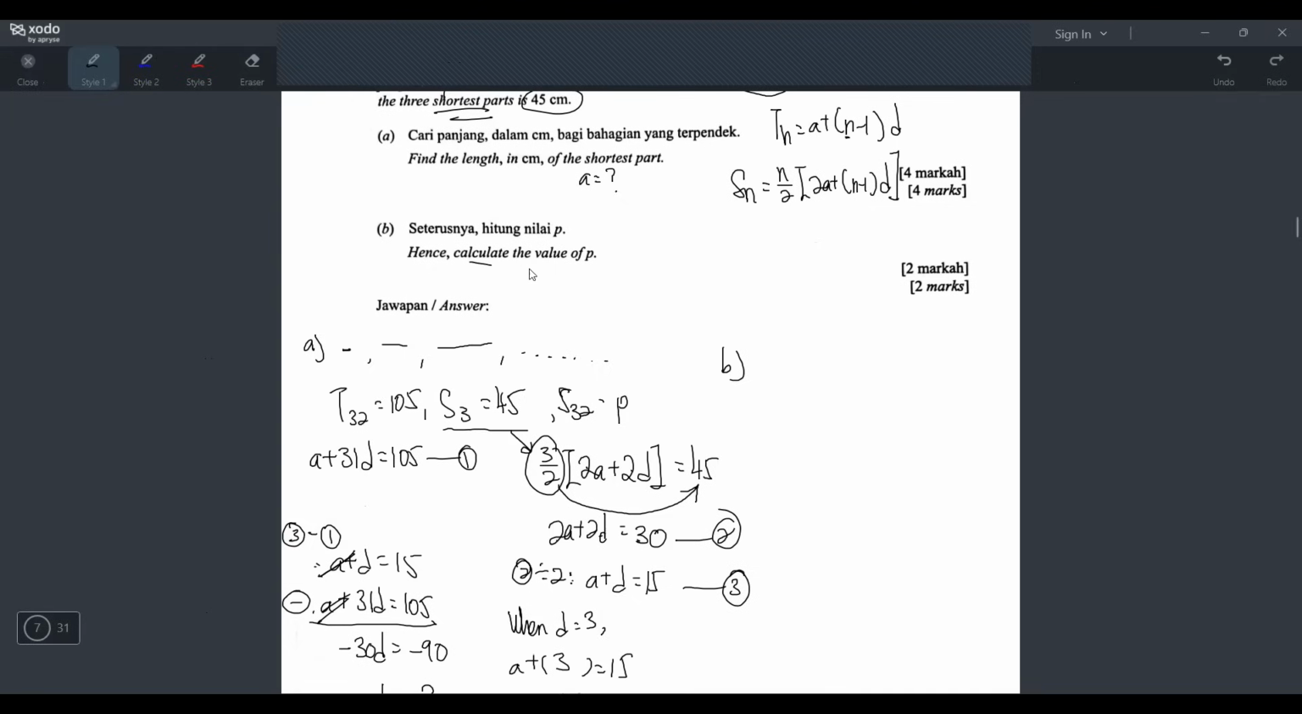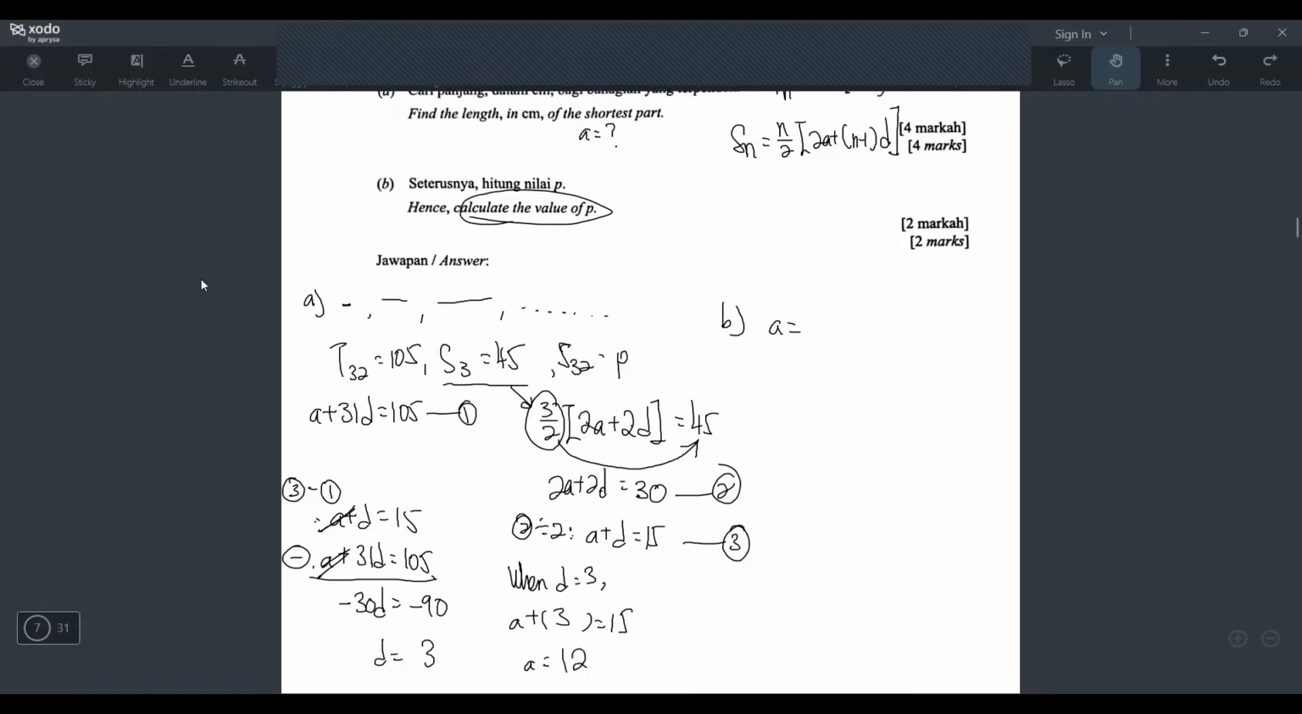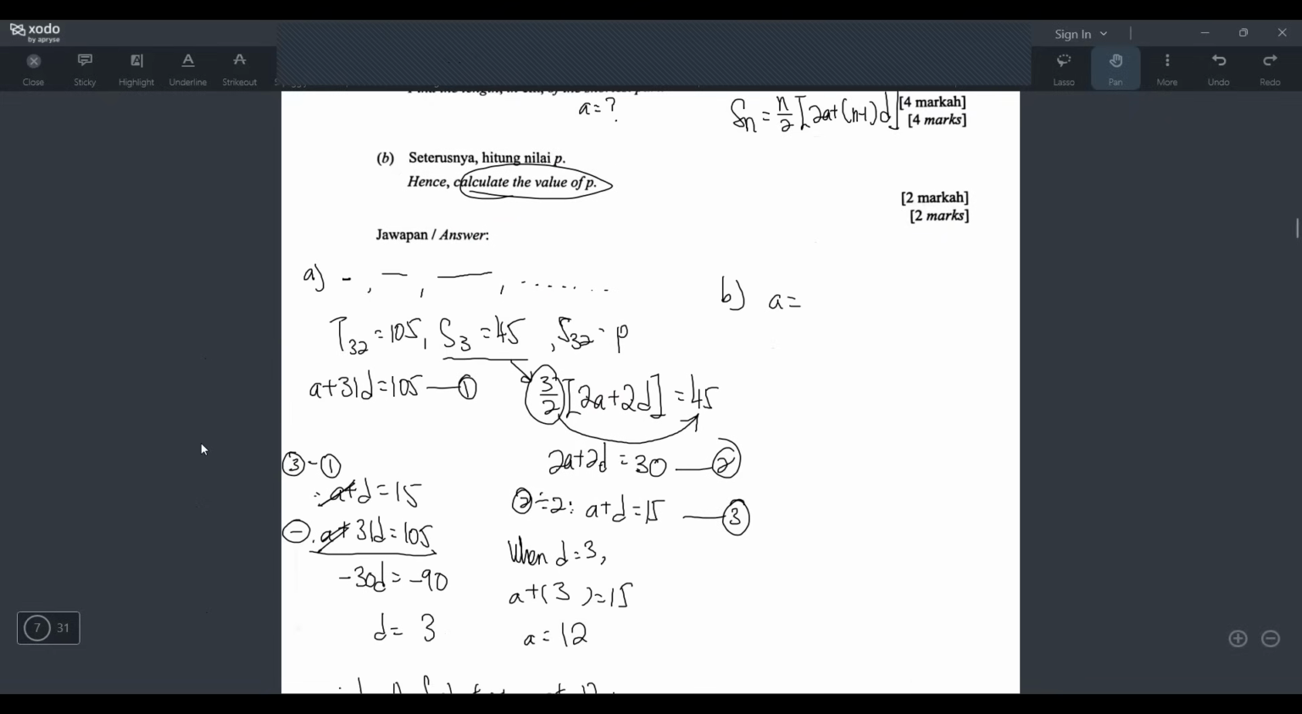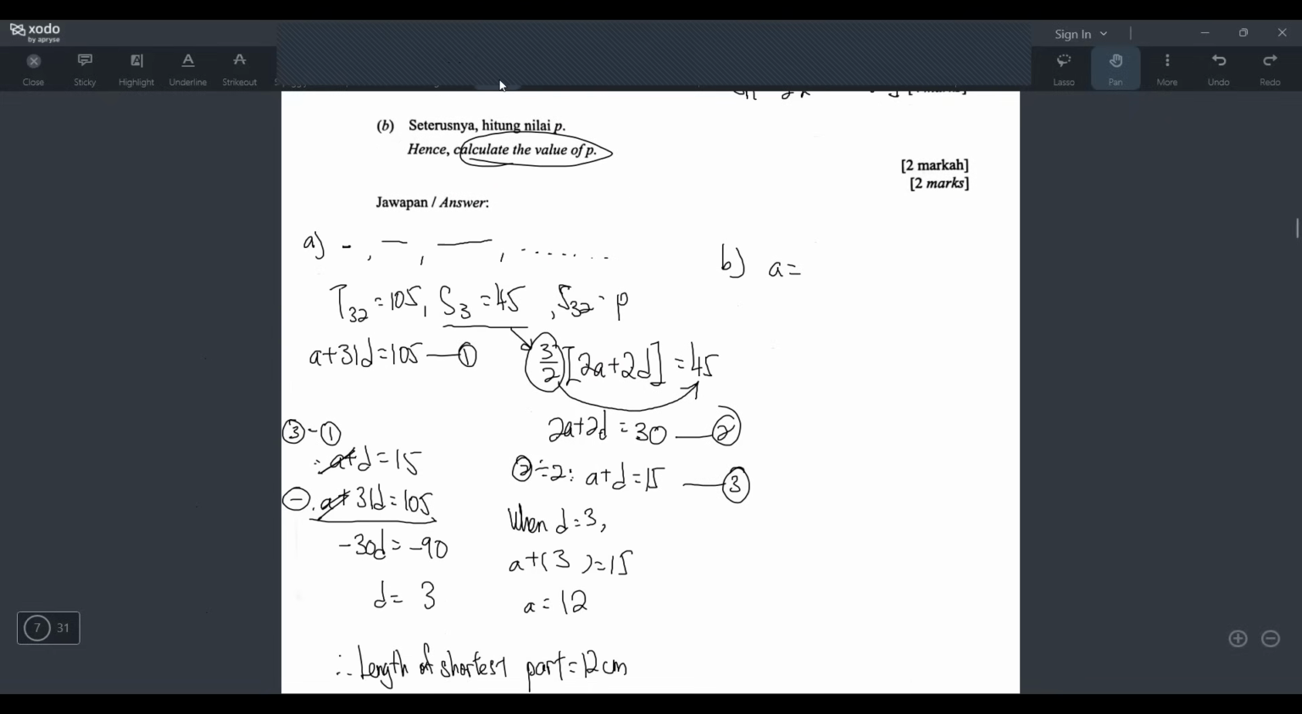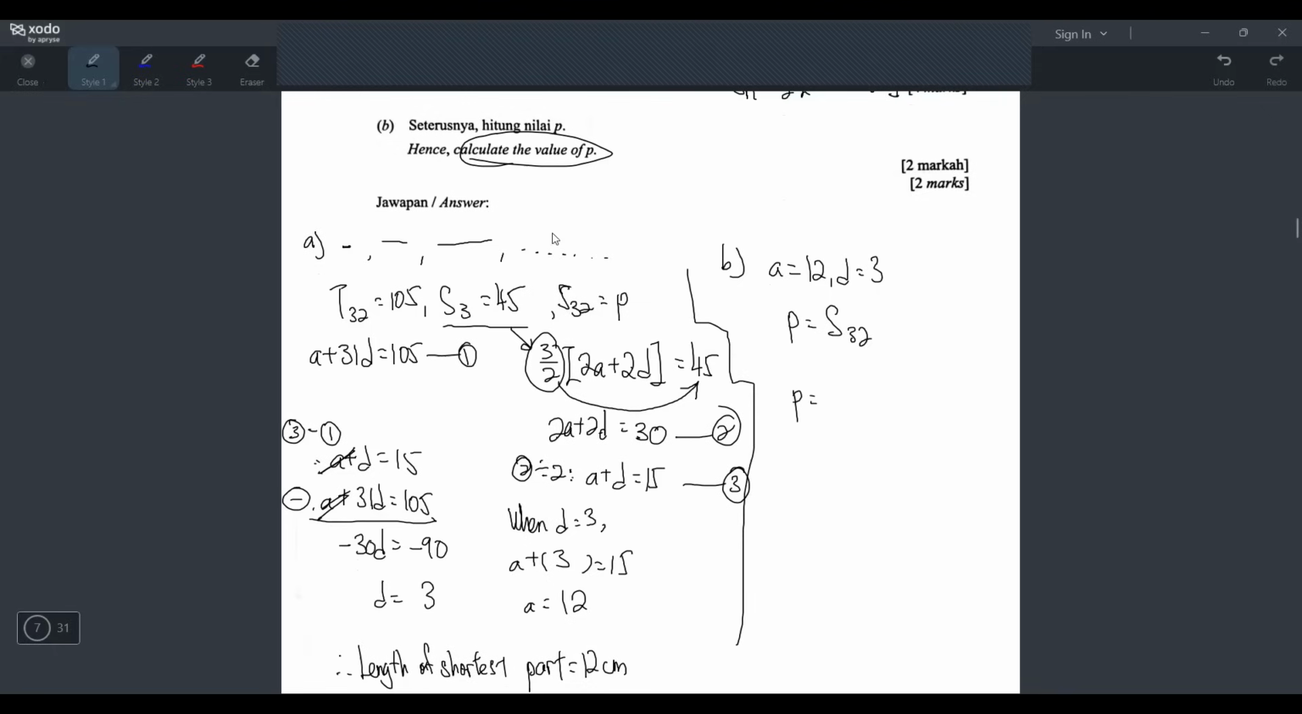B says what? Calculate the value of P. Well, very easy because P is actually the S32. We already know the A and D now. Now it's very easy already because my A is 12, D is 3. Now you want to find the P, right? But I already told you P is actually the sum of the 32 wires added together, because P is actually the total length. So I will just use the SN formula.